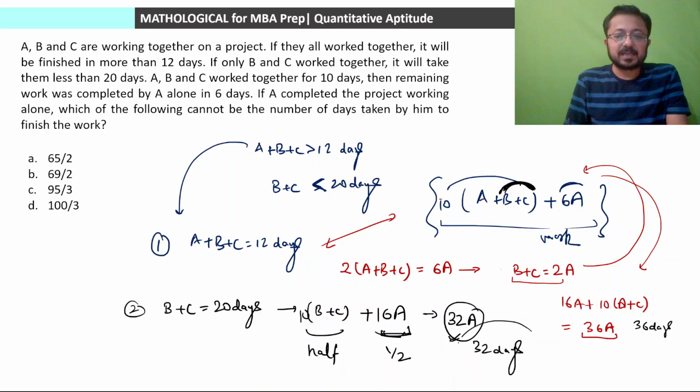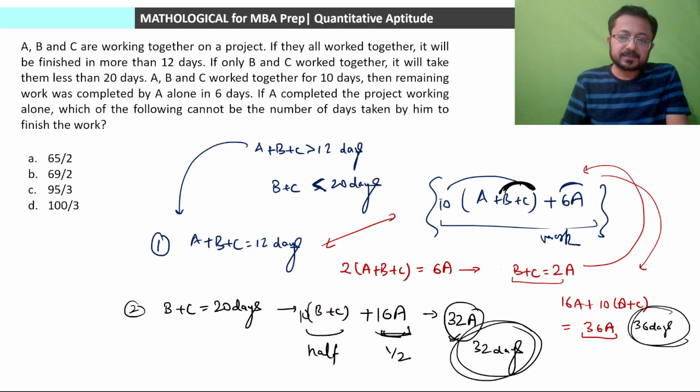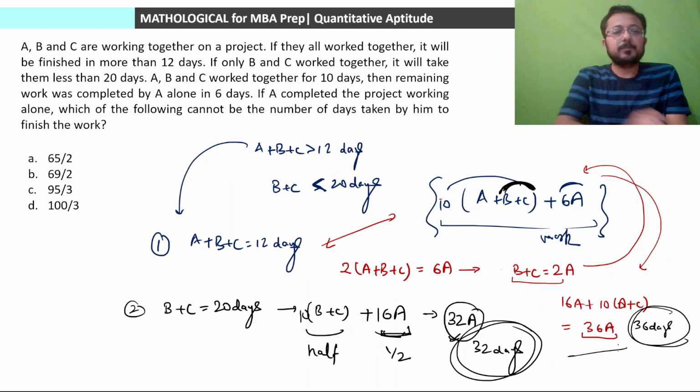Both extremes are known now कि A will be taking anywhere between 32 and 36 days. Time taken by A will be anywhere between 32 and 36. तो clearly option हमारा C होगा, जो कि नहीं possible है, and hence that must be the answer. Okay, clear है?